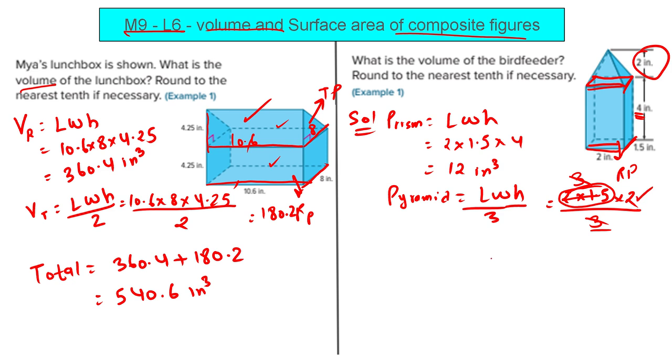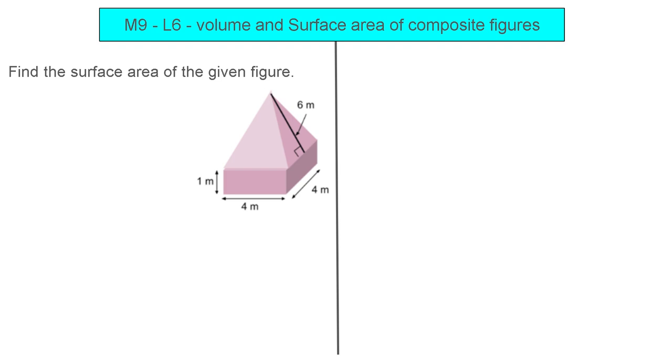So what do I have? Only 2 here. So the volume of the pyramid is 2. Total, 12 plus 2, 14 inch cube. This is how you have to do it. Remember the formulas. This whole module number 9 is based on the formulas. If you remember the formulas, you can do it. If you forget the formulas, you can't. Last question of module number 9, then we will go to module number 10.